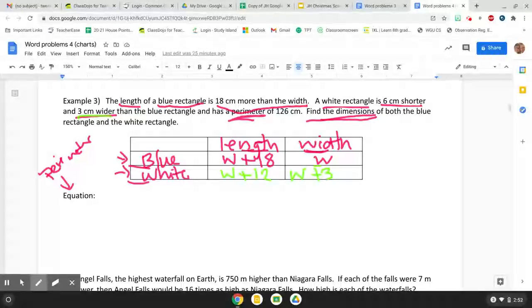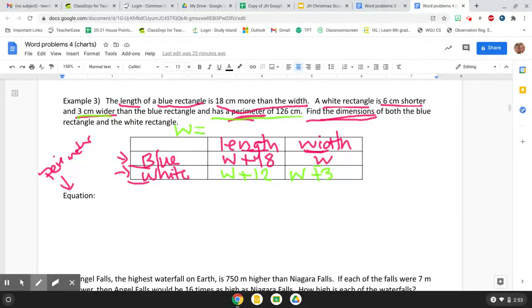And it also tells you that it has a perimeter of 126. Keep in mind, this is still talking about the white rectangle, because if you read the sentence, it says a white rectangle is 6 centimeters shorter and 3 centimeters wider than the blue rectangle and has a perimeter of 126. So that's still talking about that white rectangle. Before I go on to do anything else, my chart's already filled out. So this is all the information I'll be using. Notice again that I'm only using one variable. And I want to make sure that I define what that variable is. Don't forget this part, I almost did.